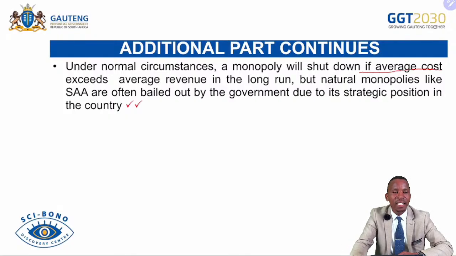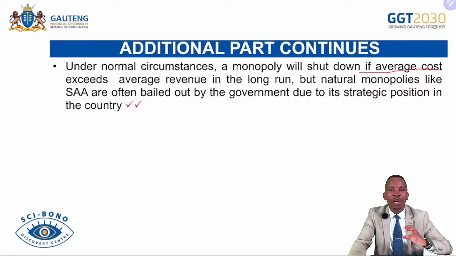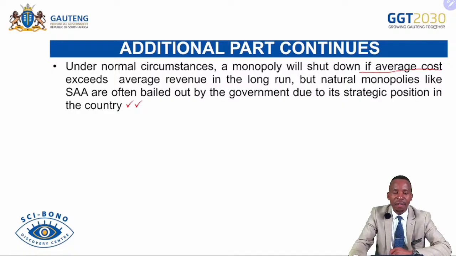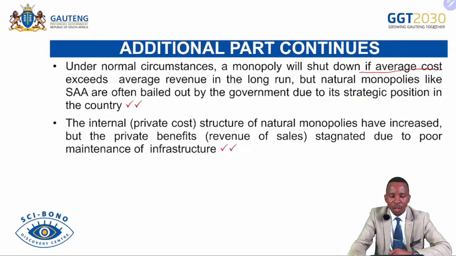Remember, these are the strategic companies for the state. So they are very much important for the welfare of the country and the welfare of the economy. Hence, the government intervened by giving them the bailout so that they can continue with their operations. They can continue funding their operations for the sake of the supply of public services in the society or in the economy. The internal or private cost structure of natural monopolies has increased, but the private benefits, the revenue of sales, stagnated or have decreased due to poor maintenance of the infrastructure.